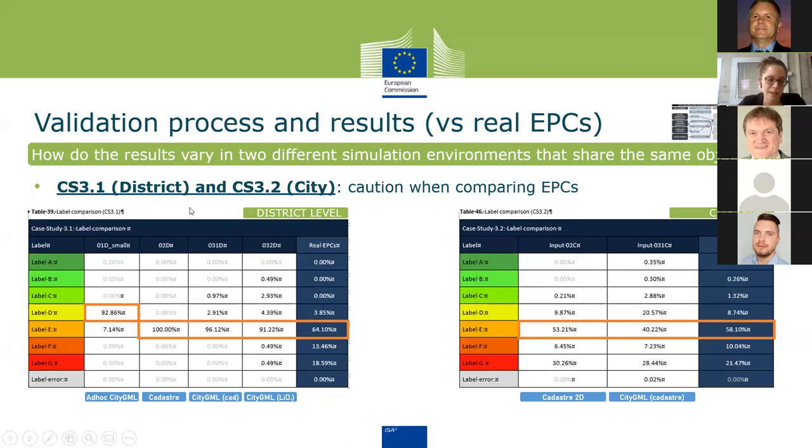But in any case, when comparing at district level, we found that most of the results fell in label E, except for the input which was generated ad hoc. And in the case of city level, to have an overall view, it worked better, like the general statistics, because most of the inputs were around the same values.